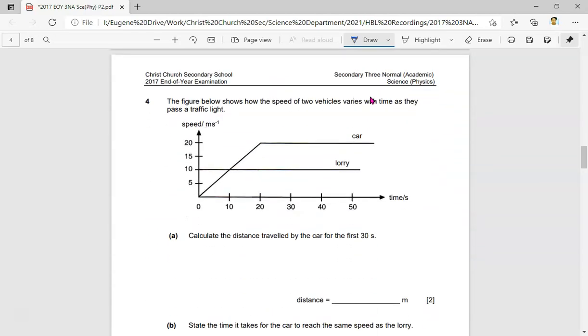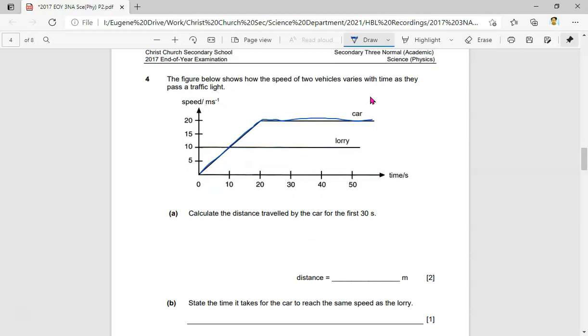Now let's go on to question 4. The figure below shows how the speed of two vehicles varies with time as they pass a traffic light. Okay, so this is for the car, showing how its speed varies with time. This is for the lorry. Part A asks: calculate the distance traveled by the car in the first 30 seconds. So the first 30 seconds is over here.